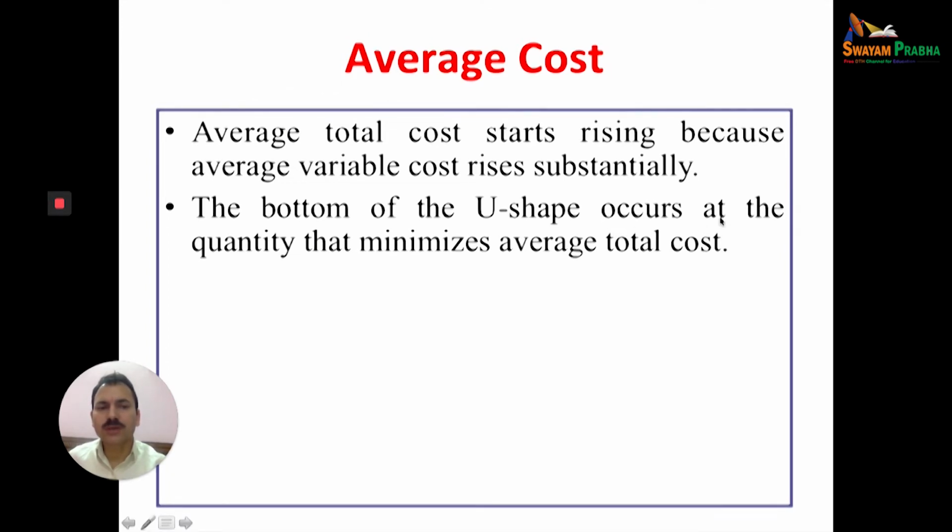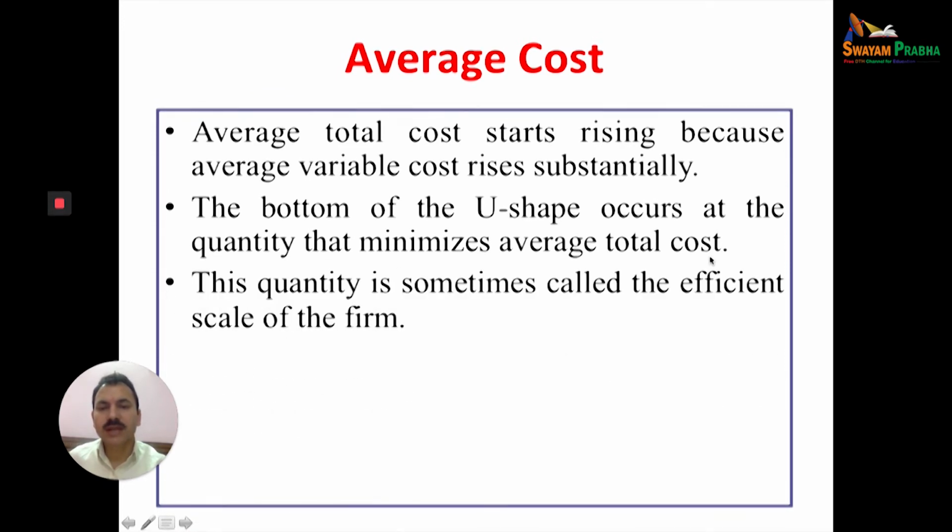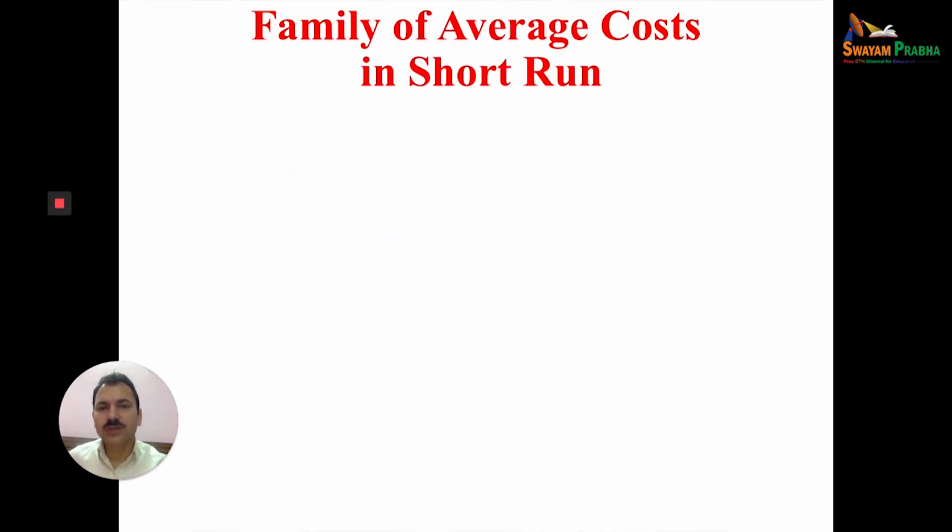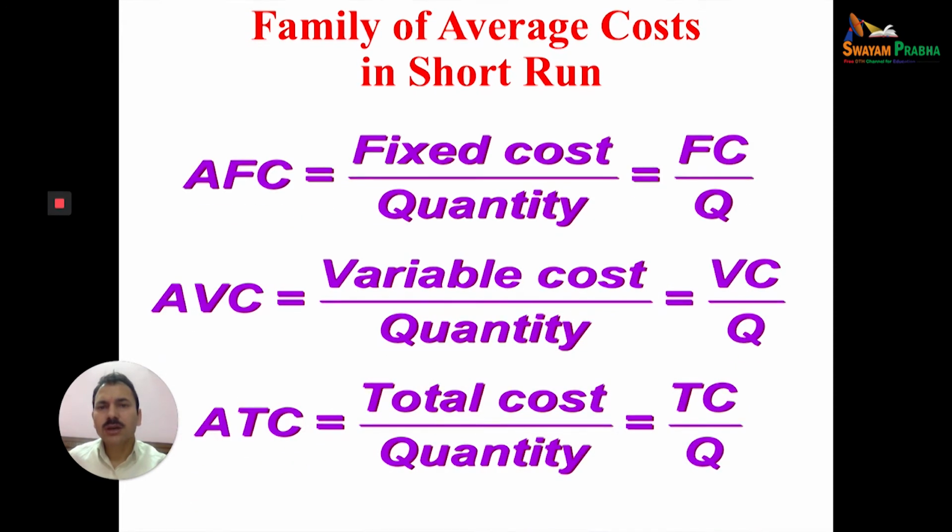The bottom of the U shape occurs at the quantity that minimizes the average total cost, and this quantity is sometimes called the efficient scale of the firm. This is the point up to which the firm has economies of scale. Beyond this point, there may be diseconomies of scale. Now, the family of average costs in the short run: AFC, average fixed cost, is calculated as fixed cost divided by quantity.